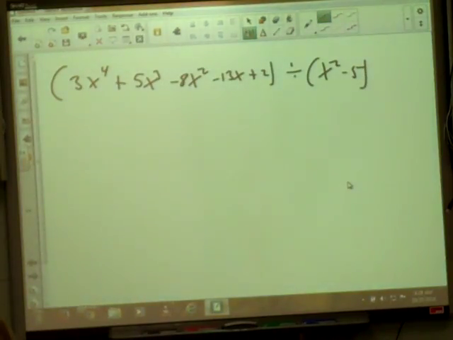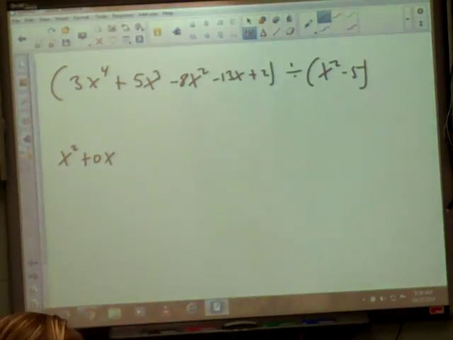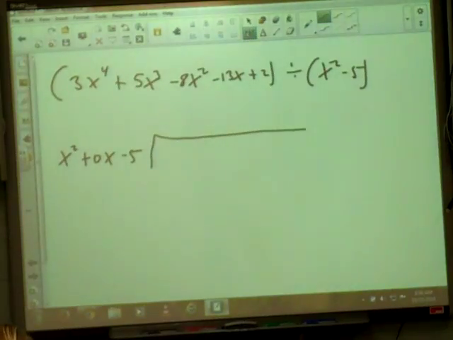Alright, this one has to be long division because we're dividing by a power of 2. Now, when I set this up, what I'm dividing by, x squared minus 5, is missing an x to the first. So even outside the box, you have to put a 0. Outside the box, I'm going to have x squared plus 0x minus 5. And then inside the box, 4, 3, 2, 1, nothing. I'm not missing anything inside, so I don't need any zeros inside.